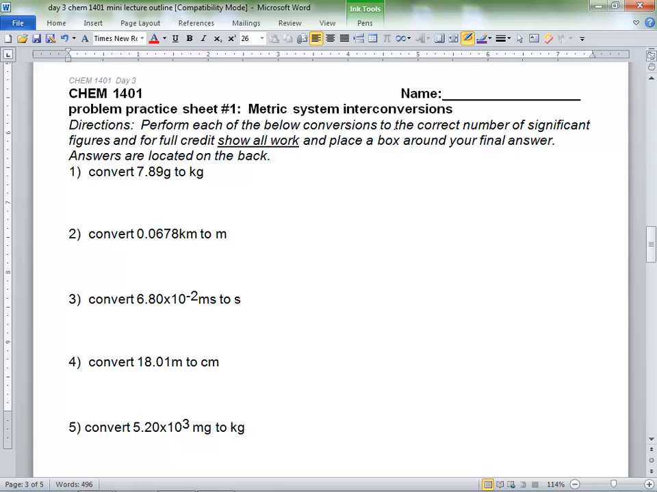One thing to realize, we have to make all conversions to the correct number of significant figures. Make all conversions to the right number of sig figs. Not complicated, because you find your initial measurement and just report your answer to the same number of sig figs. 7.89 grams says how many sig figs? 3. So just report your answer to 3. That's all we're doing.